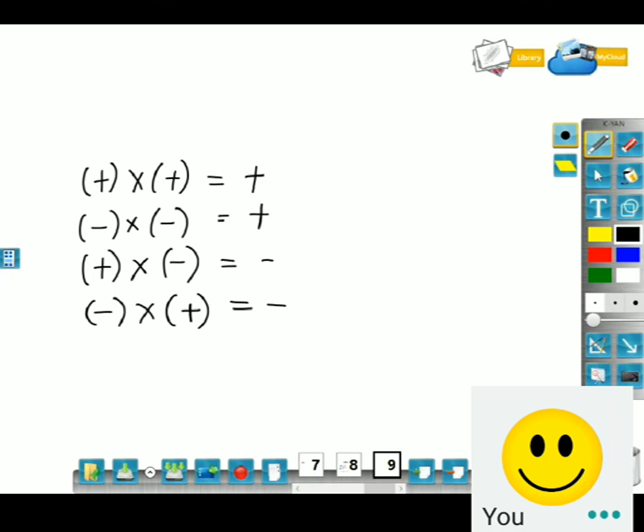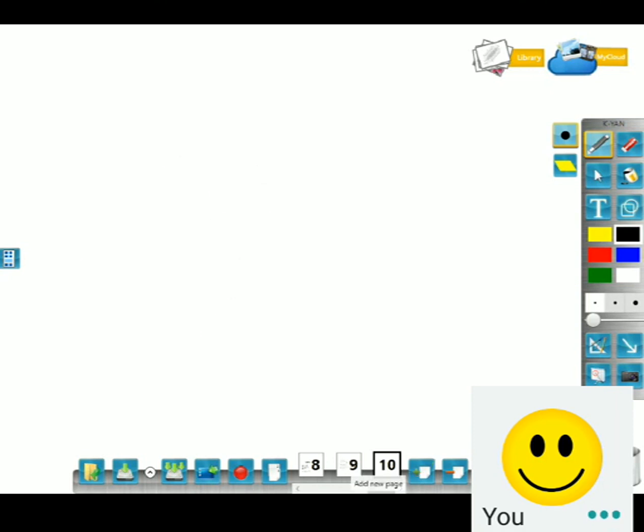Okay. Now let's take some problems, and we'll do multiplication of integers. All of you do this one. Please write your answers in the comment section. Okay, most of you are writing the correct answer. 8 into minus 8. One is positive, another one is negative. Obviously, when the signs are different, our answer will be in minus. So it will be minus 64.